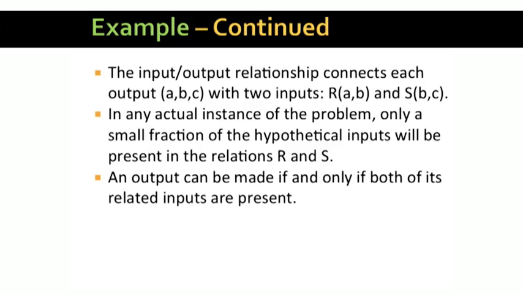For example, if 1/10 of the possible tuples of R are present, and 1/10 of the possible tuples of S are present, then we would expect about 1/100th of the possible outputs to be made. The true number of outputs could be different depending on the particular tuples chosen.